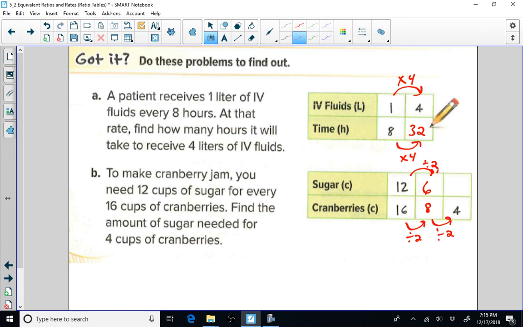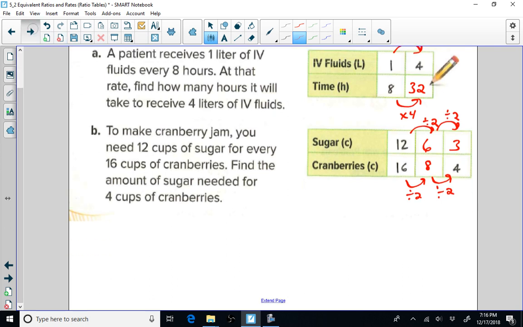So if I divide by 2 here, I'd have to divide by 2 again. 6 divided by 2 is 3. Notice that all three of these ratios are the same. 12 over 16 is the same as 6 over 8. 6 over 8 is the same as 3 over 4. How do I know they're the same? Because I divided by the same non-zero number in both the numerator part and the denominator part of each ratio. We continue.